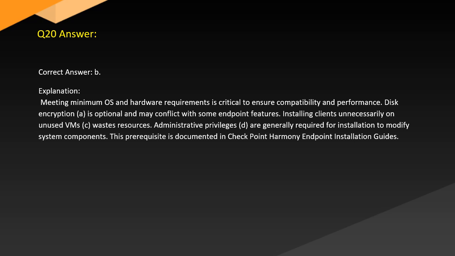Answer. Correct answer: B. Explanation. Meeting minimum OS and hardware requirements is critical to ensure compatibility and performance. Disk encryption is optional and may conflict with some endpoint features. Installing clients unnecessarily on unused VMs (C) wastes resources. Administrative privileges (D) are generally required for installation to modify system components. This prerequisite is documented in Check Point endpoint installation guides.